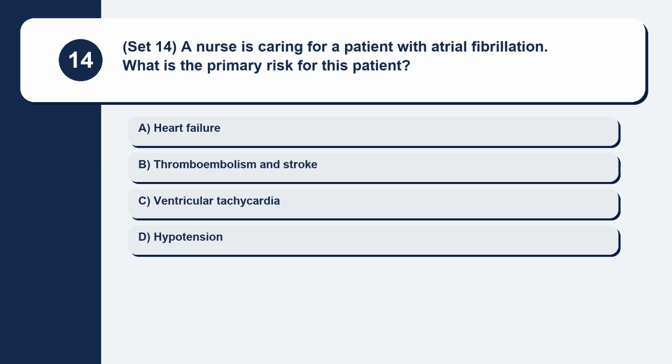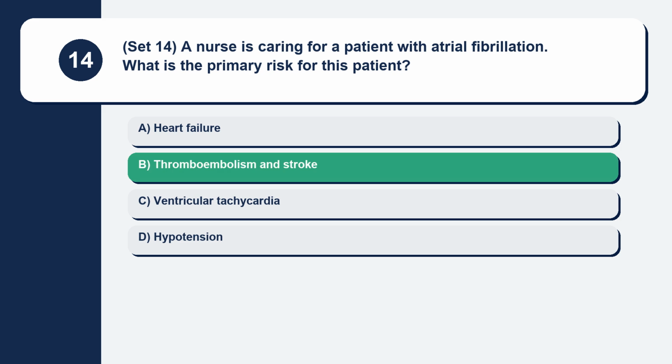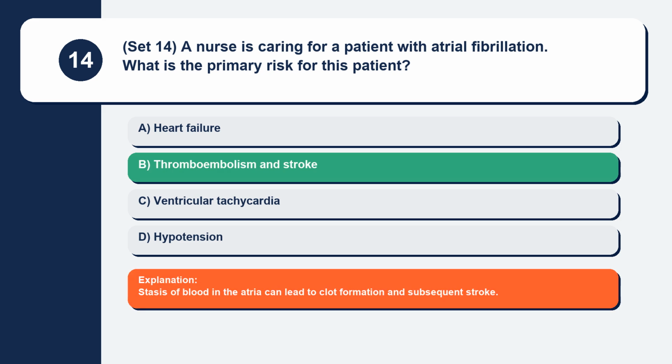Question 14. Set 14. A nurse is caring for a patient with atrial fibrillation. What is the primary risk for this patient? Heart failure, thromboembolism and stroke, ventricular tachycardia, hypotension. Stasis of blood in the atria can lead to clot formation and subsequent stroke.